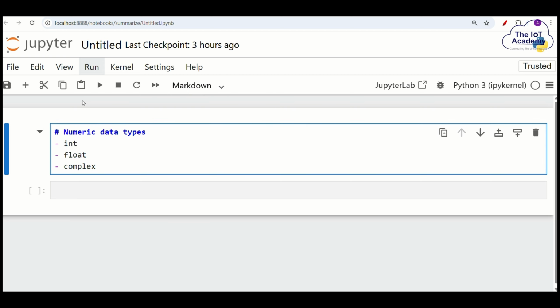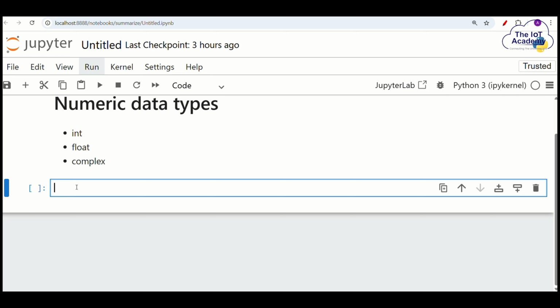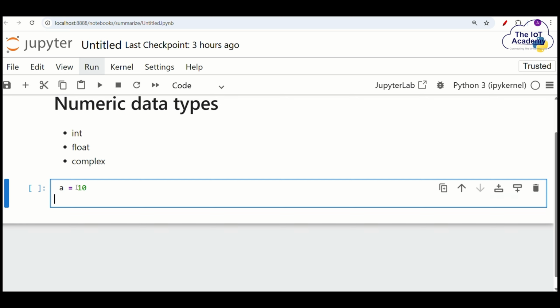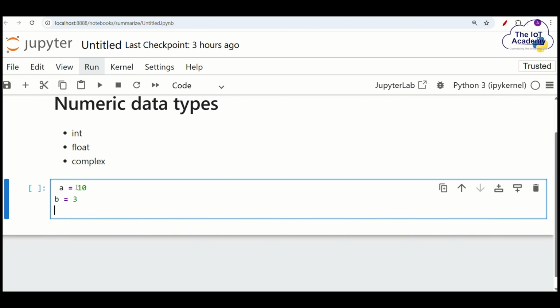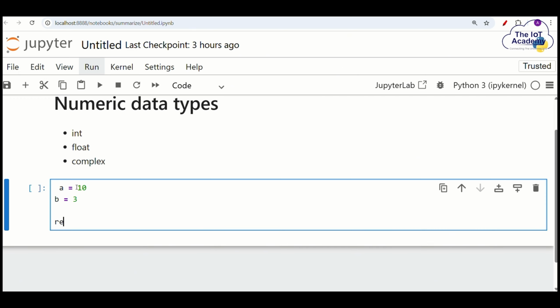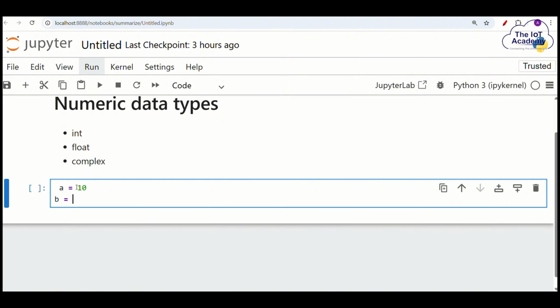Okay, let's convert this into a markdown cell. Numeric data types. So let's start with these data types, with integer first. The way you declare an integer data type is, let's say a equals 10. Let's say b equals 3.